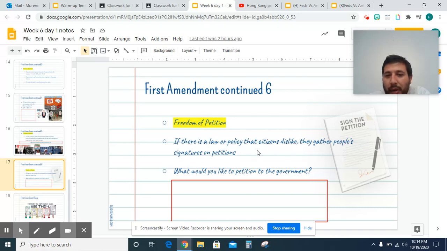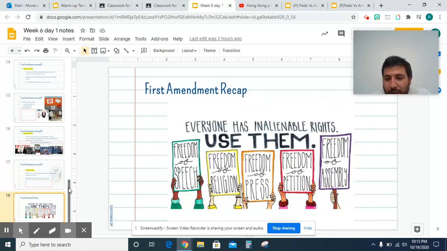So if there's a law or policy that citizens dislike, they can gather signatures, okay? So just think for a second: what would you petition the government? What would you ask the government to do? Think about it, pause the video, and then write your notes. And the last slide on your notes, let's just recap real quick.